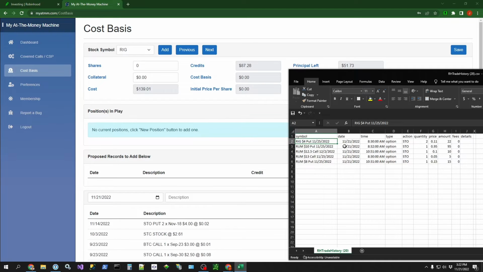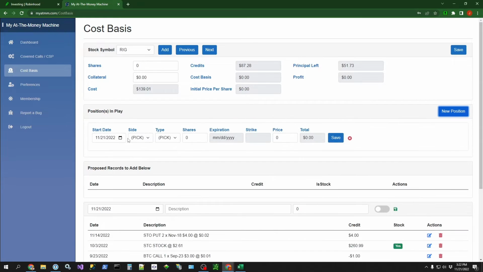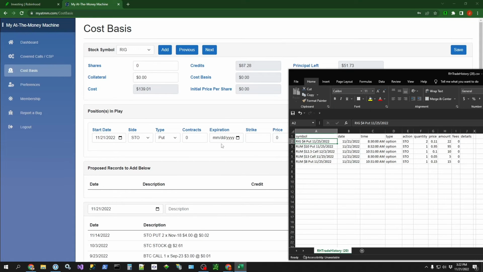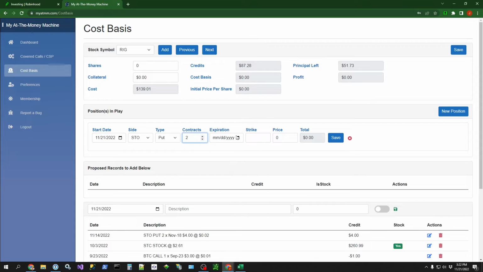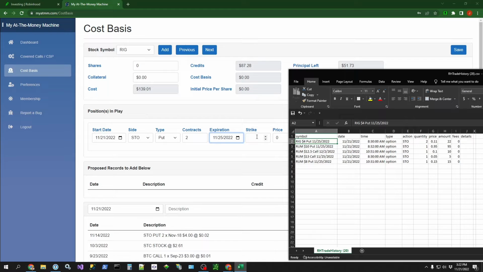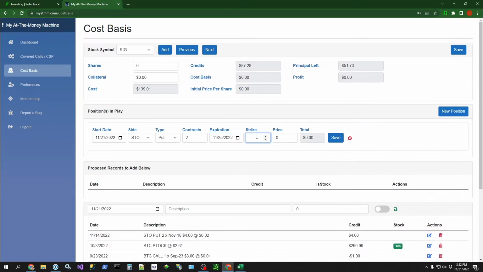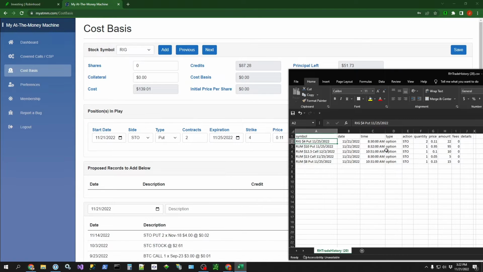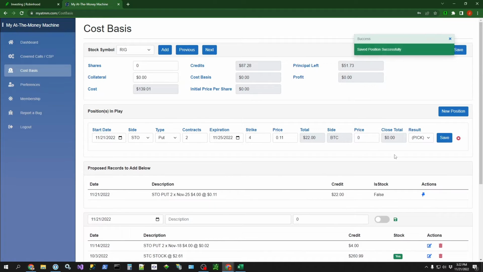All right. So we entered a put position. I think we did 2 contracts for November 25th, strike price $4. And look at that, we did 11 cents per, so that's nice. We got some good premium on those. All right, so click save. And let's go ahead and enter our collateral. It's 400 to 800. So click save and move this down. Click save here.